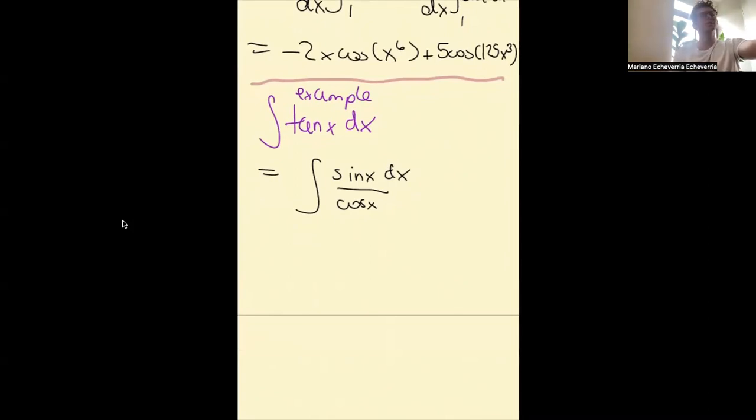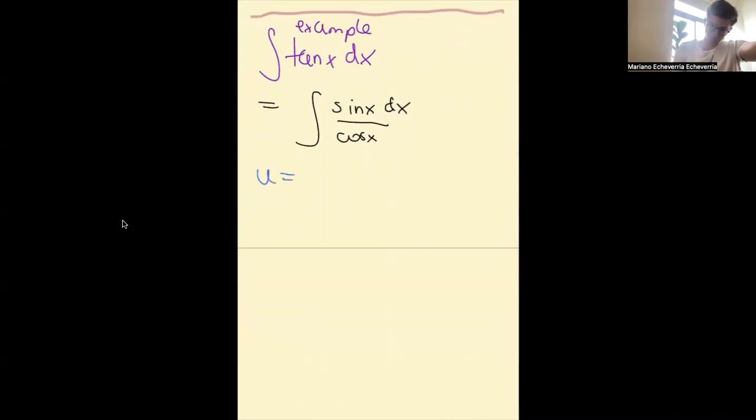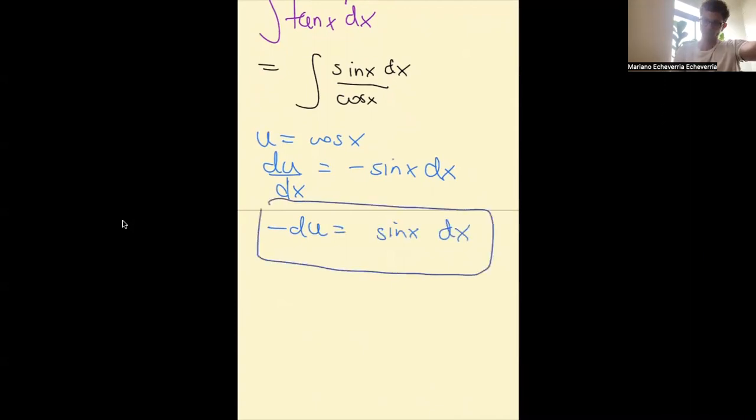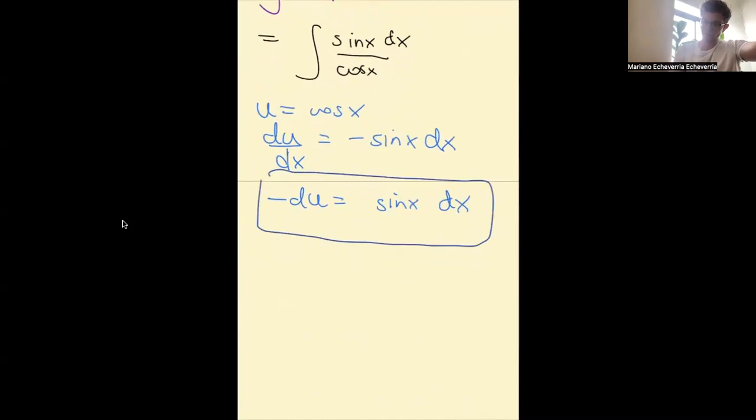You can do u equals cosine of x, for example. So if you use u equals cosine of x, then du dx is minus sine of x, so sine of x dx becomes minus du, and cosine of x becomes u.